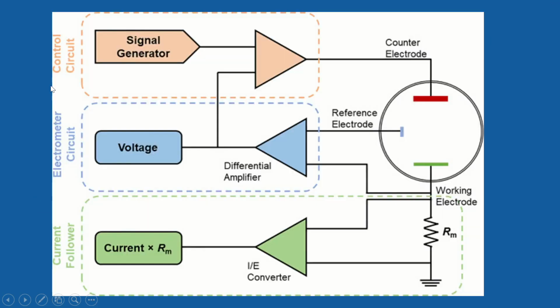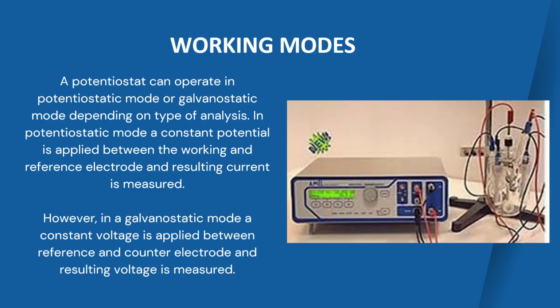Then I have just added an image so that you can understand. From here we get the current follower, and the signal is the control circuit, and here is the electrometer circuit, and here you can see this is the counter electrode and this one is the reference electrode. From here the signal goes like this, and then this is a differential amplifier and all, and this is the working electrode.